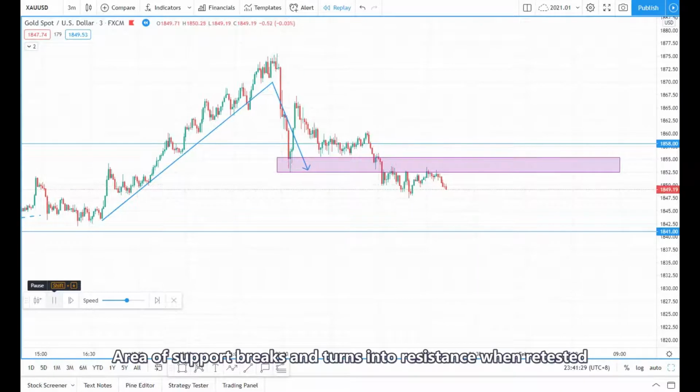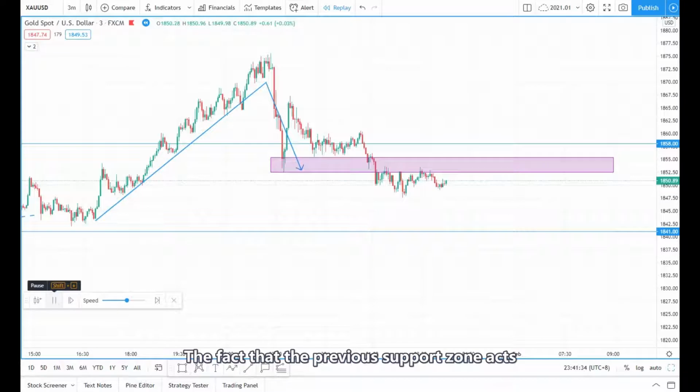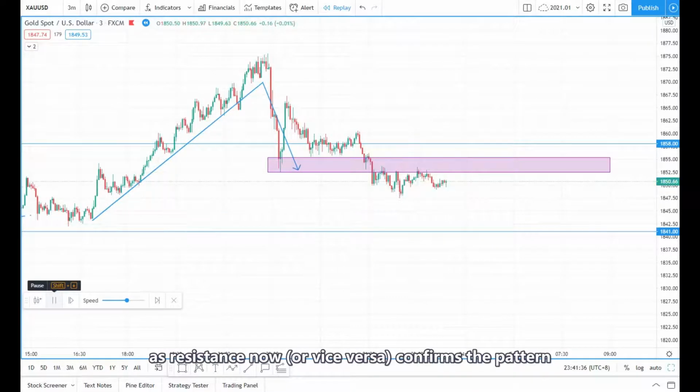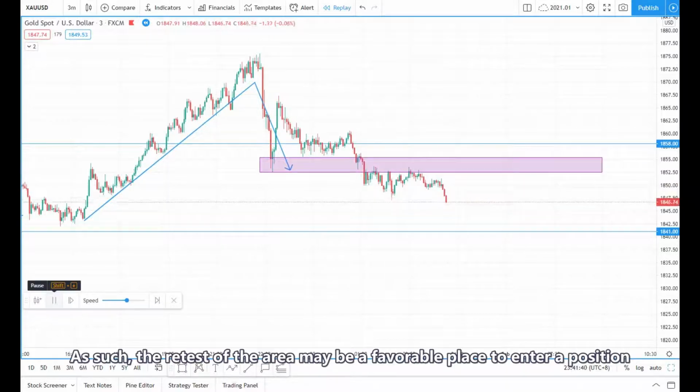Area of support breaks and turns into resistance when retested. The fact that the previous support zone acts as resistance now confirms the pattern. As such, the retest of the area may be a favorable place to enter a position.